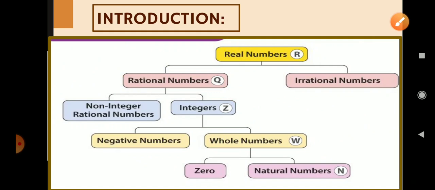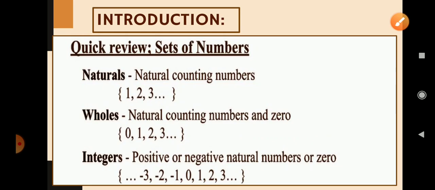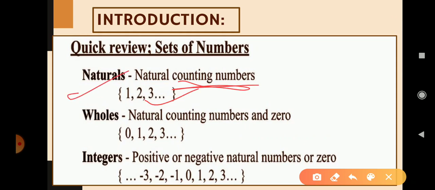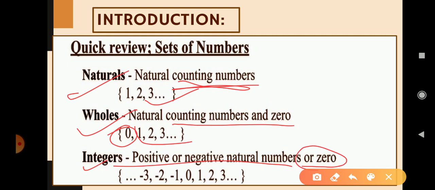Clear? So now let us move on to the next. These are the basics. Natural numbers are counting numbers: 1, 2, 3, and so on. Whole numbers are counting numbers and 0. Here the counting numbers go till here, and along with that, if we consider 0, it becomes whole numbers. Integers are positive and negative numbers along with 0; these are positive, these are negative. So: natural numbers, whole numbers, integers.